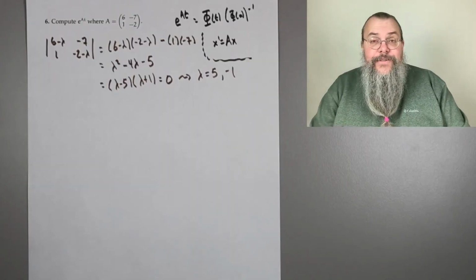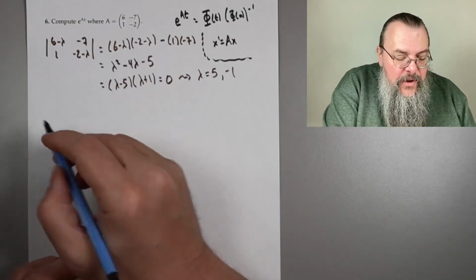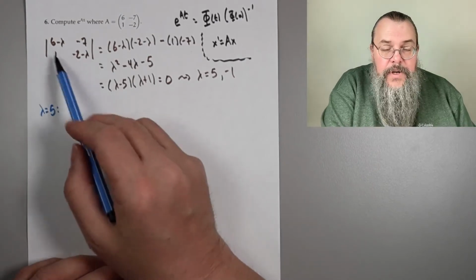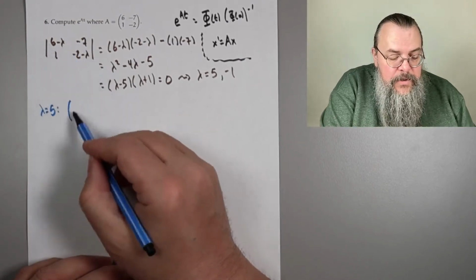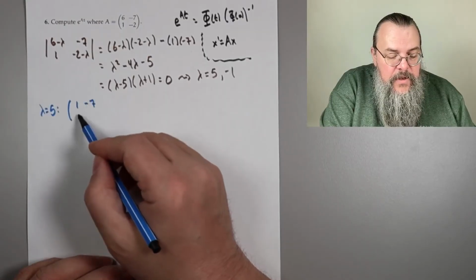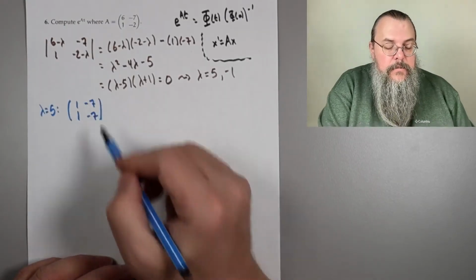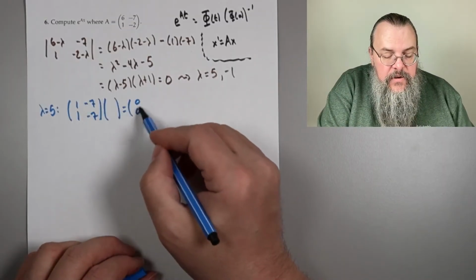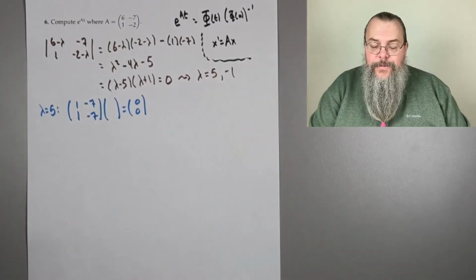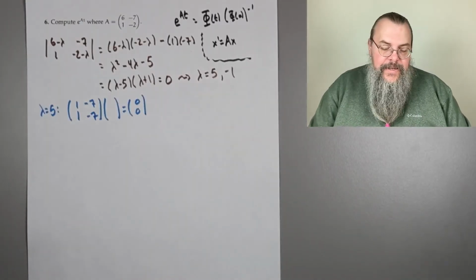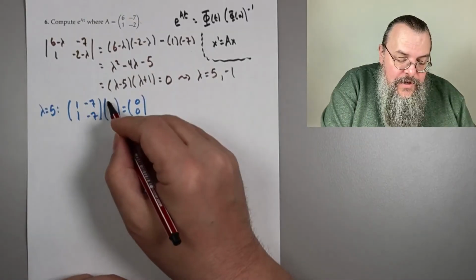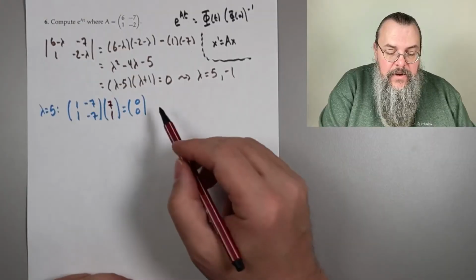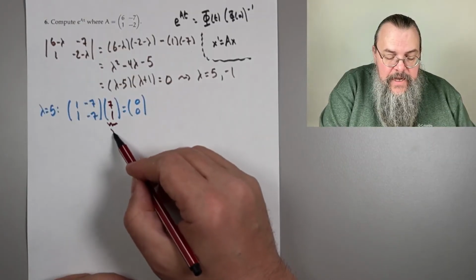So we've got eigenvalues, eigenvectors are next. We'll start with lambda equals 5. So we put in lambda is 5, and what do we get? Well, we get 1, minus 7, 1, minus 7, and times something, we want to get 0, 0. And well, the answer, 7, 1, right? Just put it in backwards and flip a sign. Okay, great. That's our eigenvector.